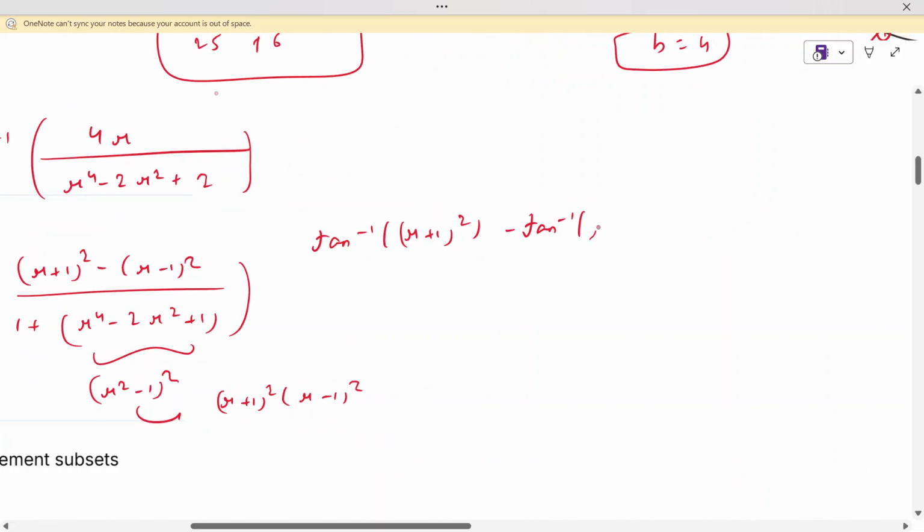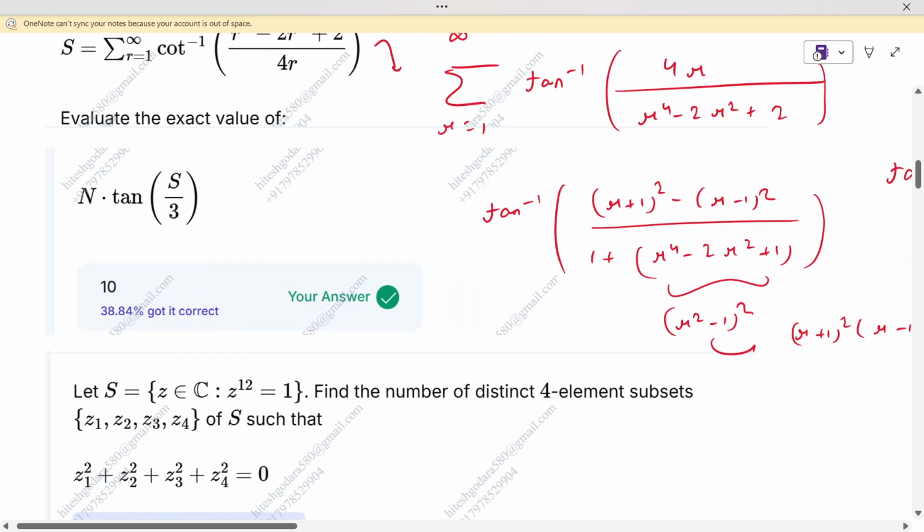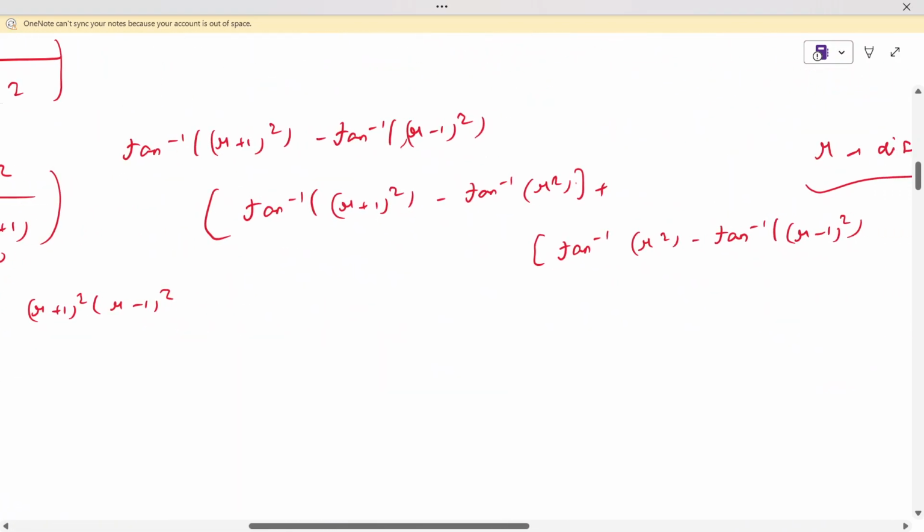There is a gap of 2 in the terms between them, so you should add and subtract one more term, tan inverse of r square. This is the first, and plus tan inverse of r square minus tan inverse of (r minus 1) the whole square. And r is going from 1 to infinity. So when r is 1, it is tan inverse of 2 square minus tan inverse of 1 square.